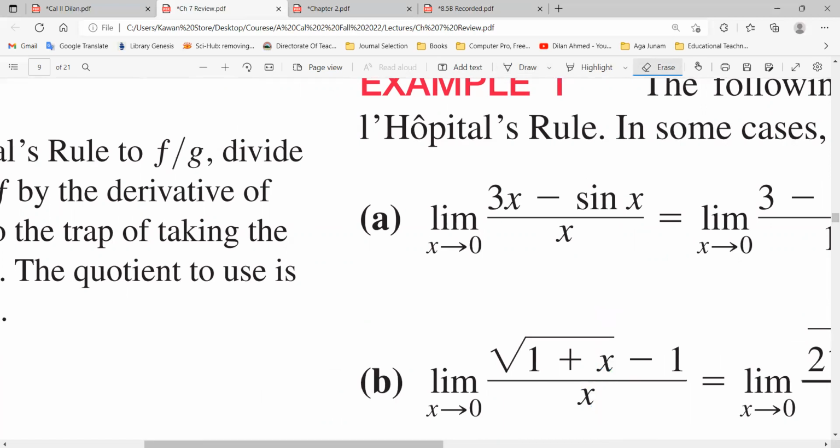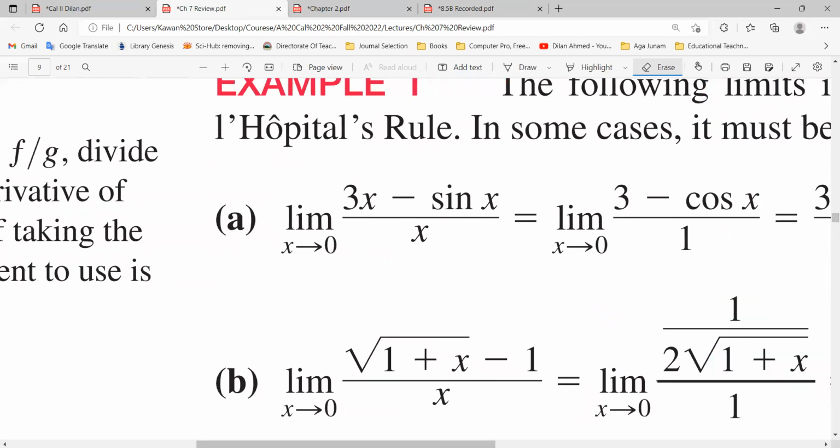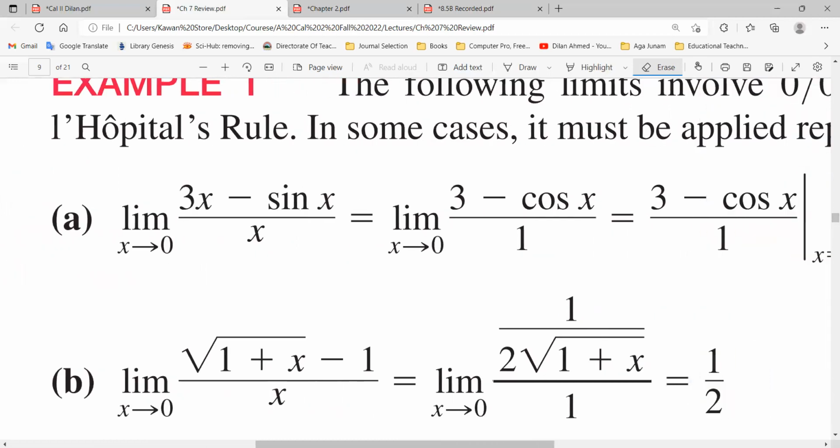So I say the derivative of the denominator is equal to 1. Am I right? And the derivative of the numerator is 1 over 2 root of itself, right? And if I put 0 here, I see there is no problem. So I'll get 1 over 2.